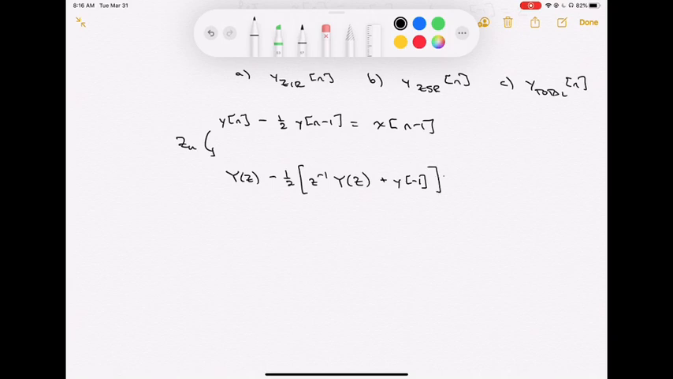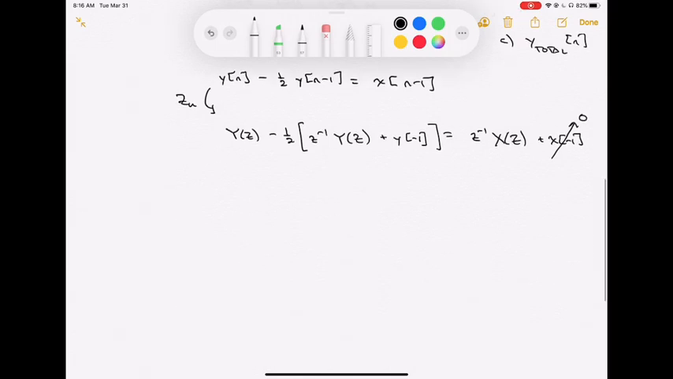And then that's going to be equal to, on the other side, z to the minus 1 because we're delaying x by 1, X of z. And you could also have something like little x of minus 1. But we know x was a causal input, so there should be no non-zero previous values of x before n equals 0. So that's just going to go to 0.